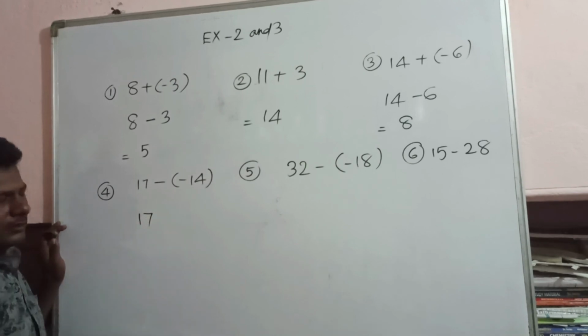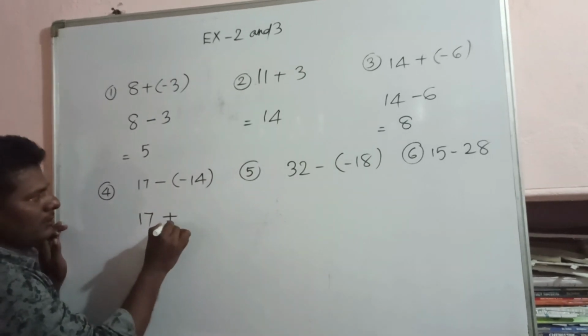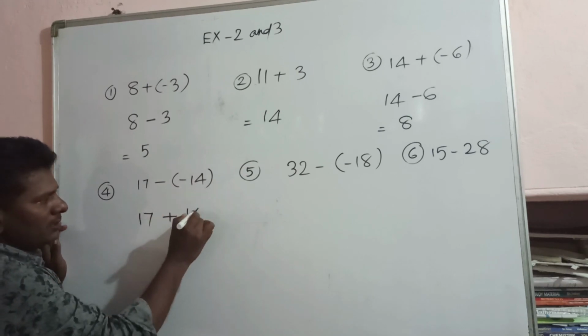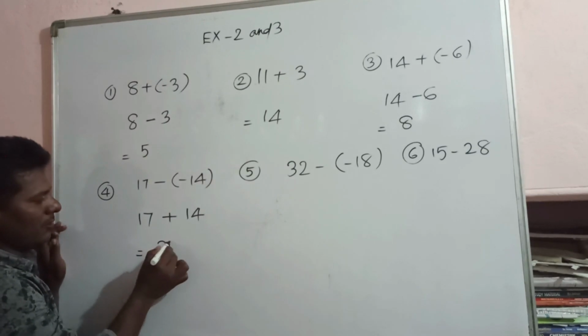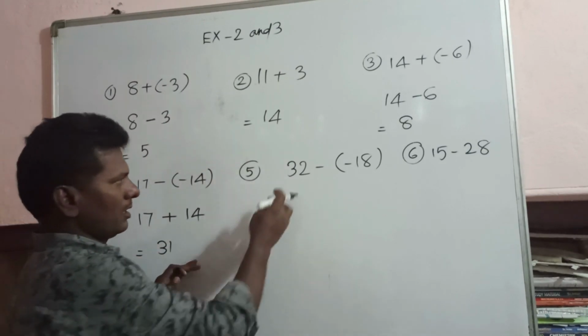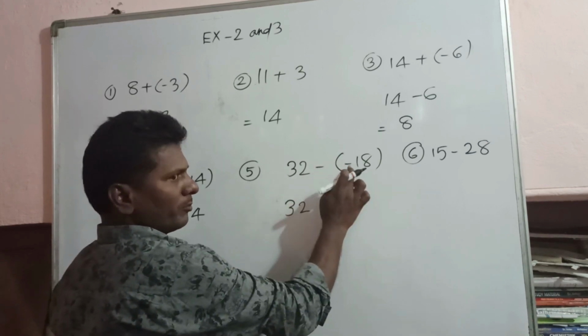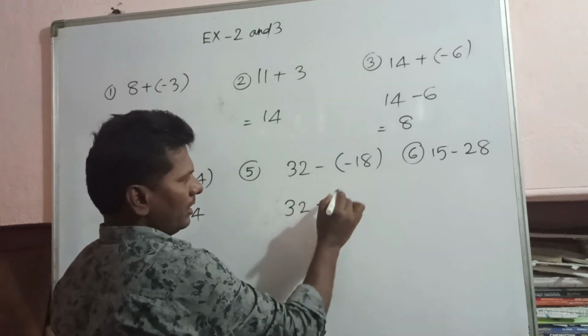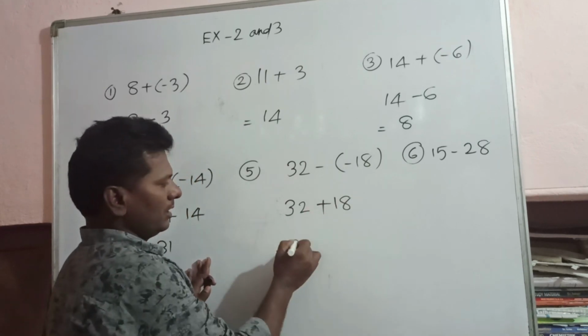17, write as it is. Minus into minus is plus. So I am writing plus here. Write 14 as it is. 17 plus 14, that is 31. Next question. 32, write as it is. Minus into minus is plus 18. 32 plus 18, it is 50.